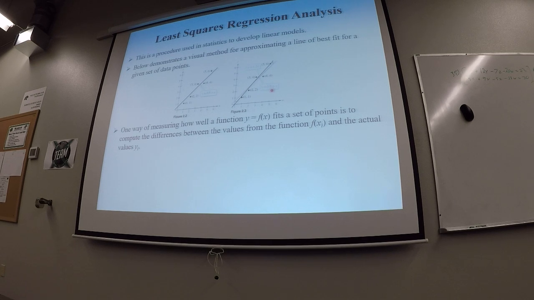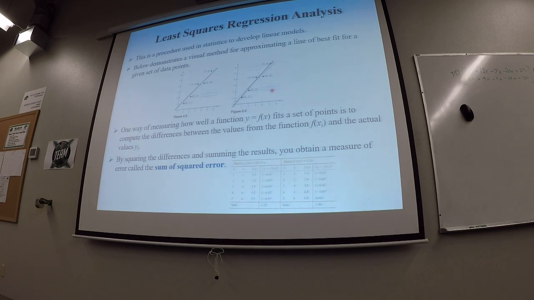You want to figure out how well that line represents it. And what you do is take the difference between what you want it to be and what it is. Okay, so you square the difference and sum the results, and you obtain a measure of error called the sum of squared error. And it looks something like that. Okay, is this enjoyable to do? Well, it is if you just use a computer, right?